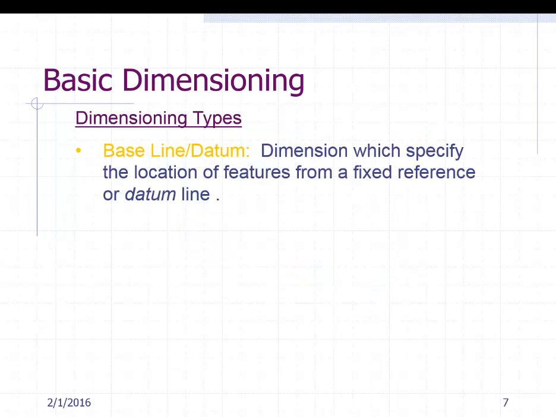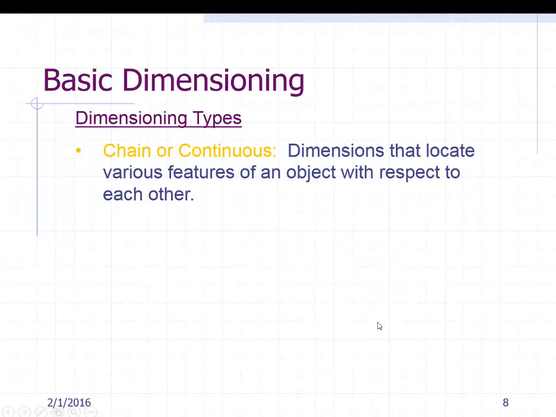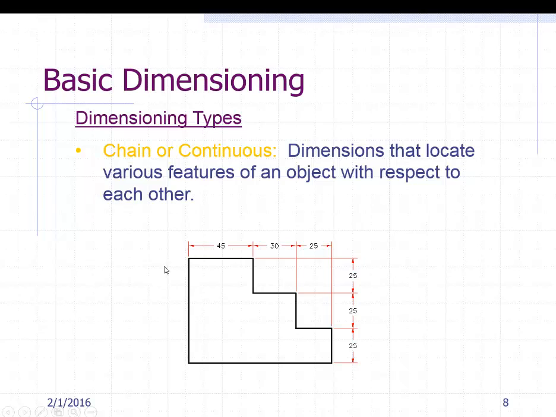Two different types of dimensioning that we might run into are baseline dimensions and continuous dimensions. With baseline dimensions, everything's being dimensioned off of what we call a datum. A datum is an important feature that everything is measured off of. And as you can see, the left side and the bottom of this particular part are datums. Alternatively, we might do chain or continuous dimensions, where again they just run side to side.